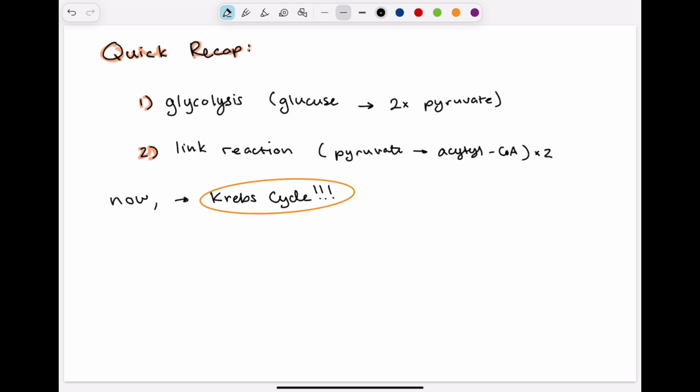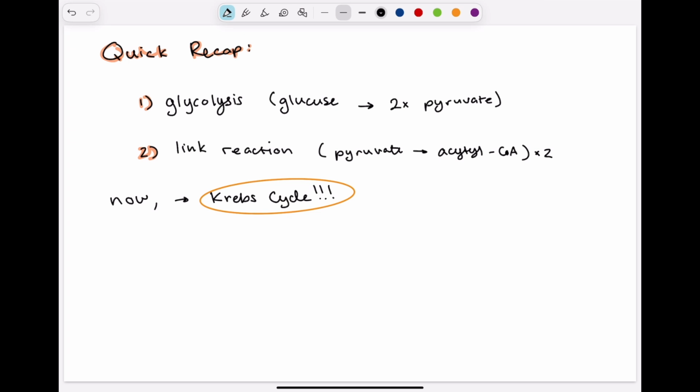So just as a quick recap, our step one was glycolysis. And again, if you're not familiar with these steps, I highly recommend you go watch my videos because you won't really understand what's going on here and where all these reactants came from. But nevertheless, of course, you can try. And so step one was glycolysis, where we turned glucose into 2 times pyruvate. And then step two was the link reaction, where we turned our pyruvate into acetyl coenzyme A, or acetyl-CoA.